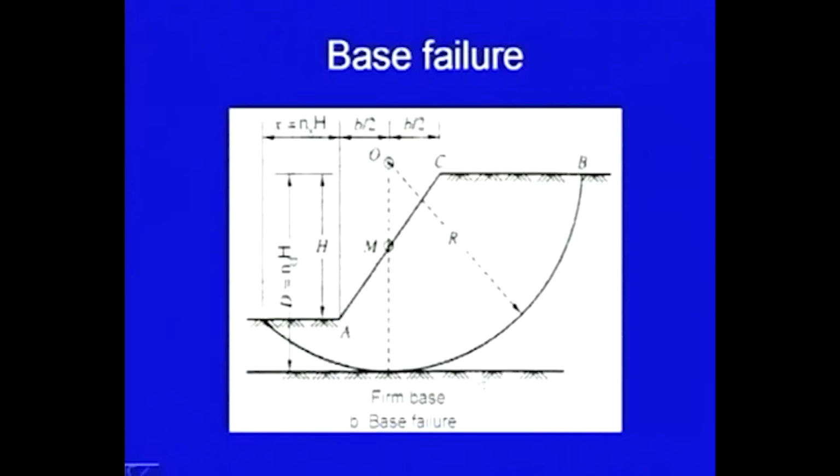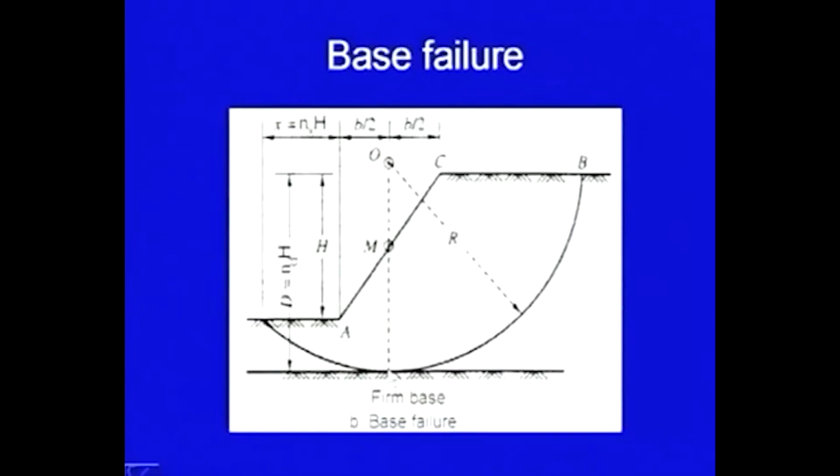If it is a case of base failure, when the circle is passing through the base, then the center of the circle has to lie on a line which is drawn from midpoint M of the slope, and this line is vertical. It is because the circle has to pass in this manner.